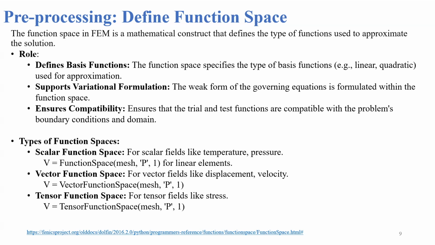And there are different types of function space. Scalar function space, such as for temperature and pressure. In Phoenix, we will denote it as V, which is the function space on the mesh. So you'll give a mesh, this could be a square mesh, rectangle mesh, P and 1 for linear elements, vector space such as displacement and velocity, and tensor space such as stress.